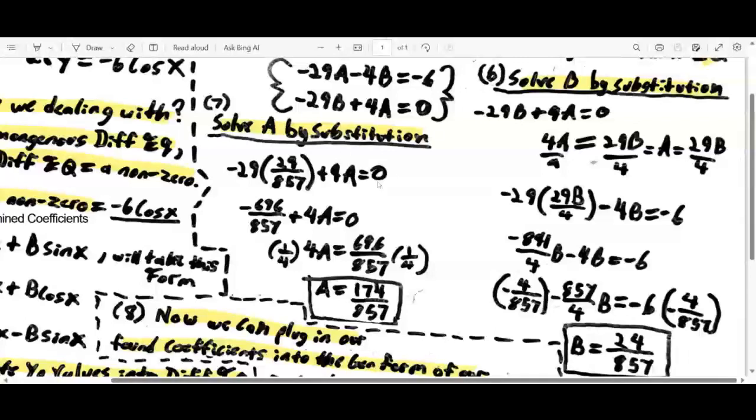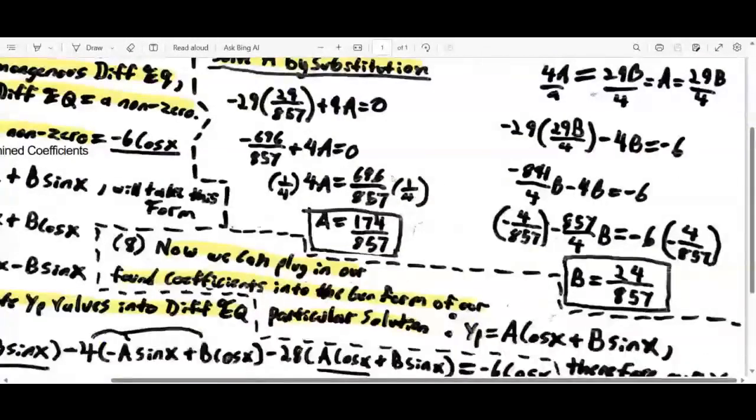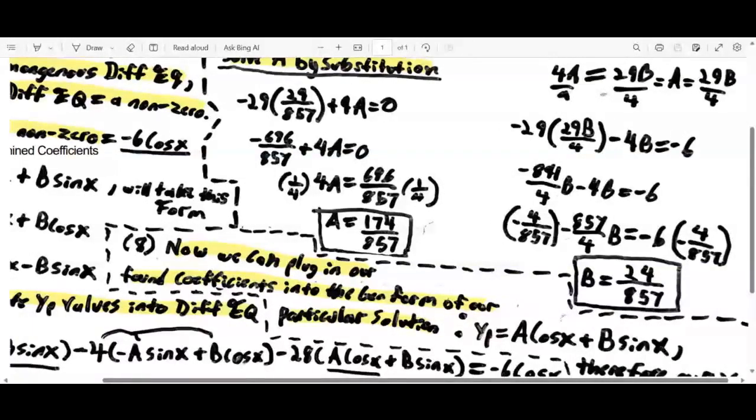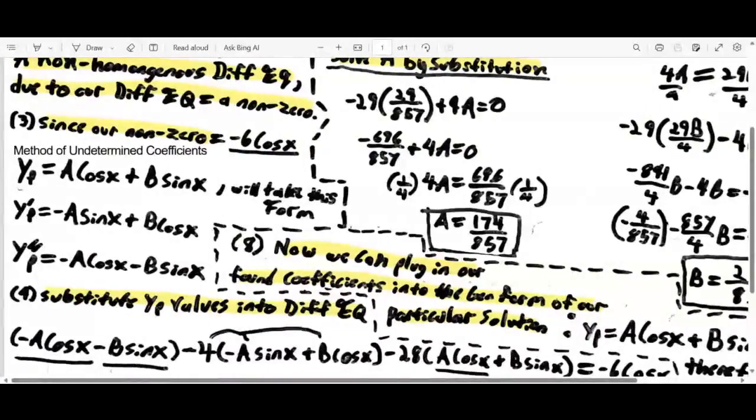And then the easy part comes along when you have your value for b: just substitute it into any one of those equations, and then you can just find your a. Substitute your b, get your a. Okay, after I did that, now we have our constants. We have our a and we have our b. And so now we can plug in our found coefficients into the general form of our particular solution, which we found over here to the left.